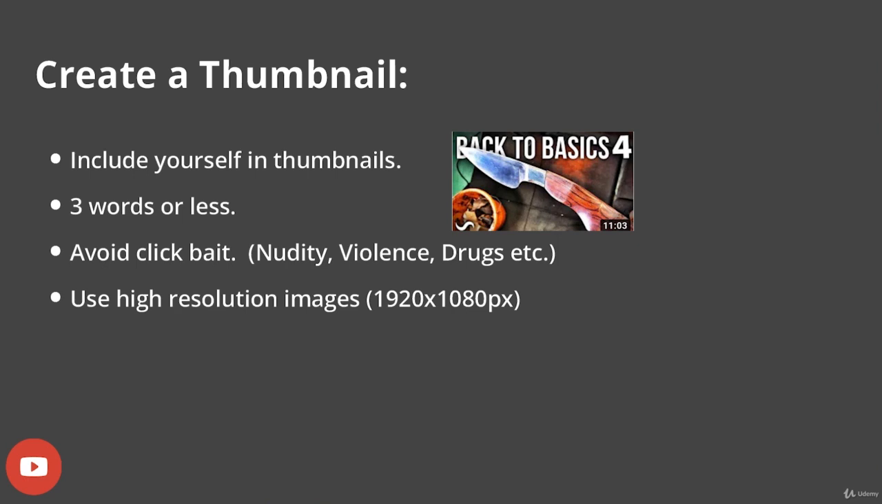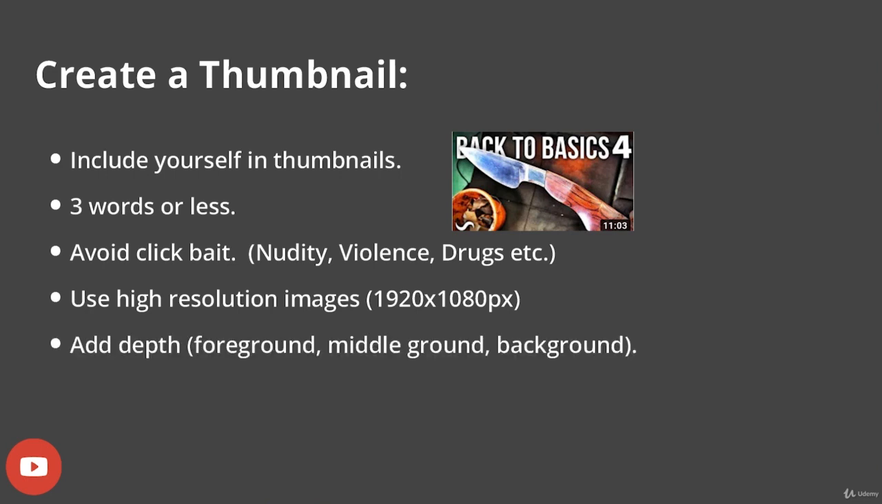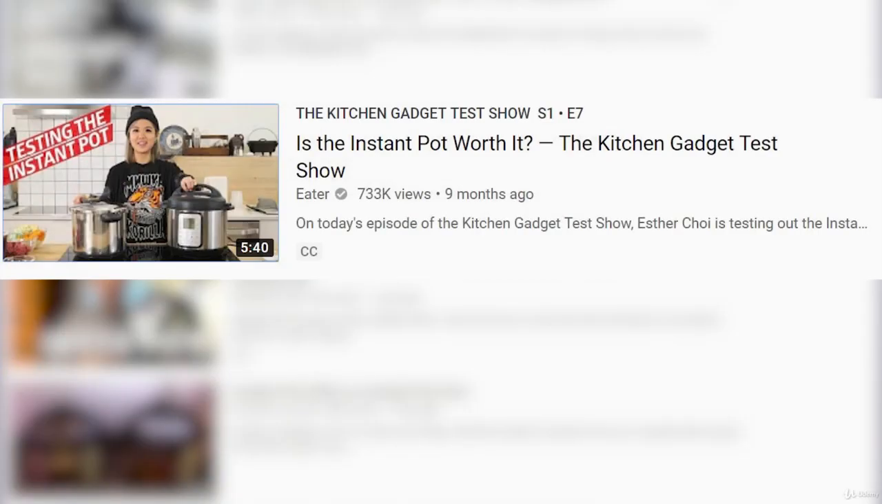Once your photo editing skills improve a little bit, try to include some depth in your thumbnail. A good thumbnail will have a foreground, a middle ground, and a background. In our case, most of our backgrounds are captures from the video itself, and then the middle ground is the text, and then the foreground is the subject. So if we took our Instant Pot review example, the background would be the kitchen, the middle ground would be our text that said Instant Pot review, and then the foreground would be the Instant Pot itself and our face, so that the viewer knows exactly who and what the video is about.